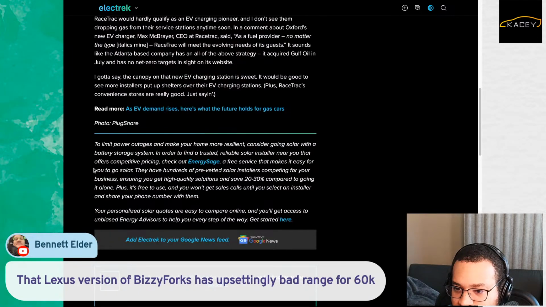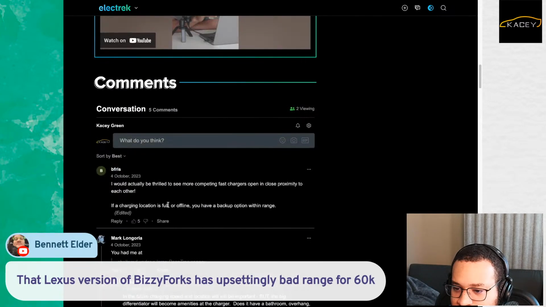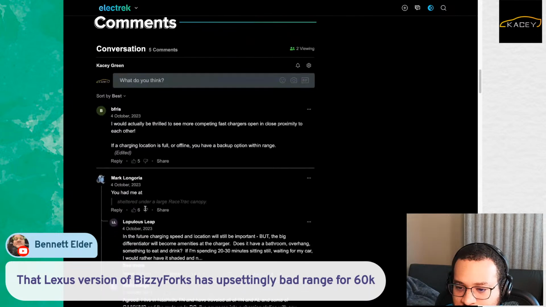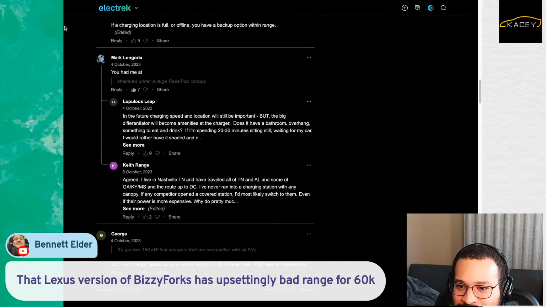Photo came from PlugShare, and I would actually be thrilled to see more competing fast chargers in close proximity to each other. Yeah. You had me at sheltered under a large Racetrack canopy. Moving on.